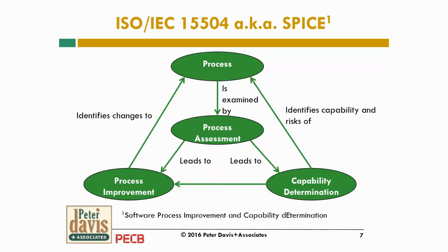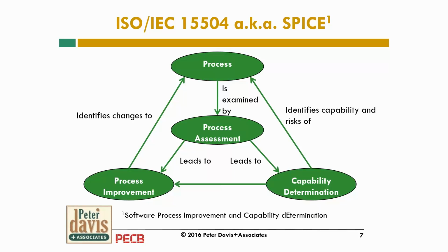And then that identifies the capabilities and risks associated with each one of the processes. So if we don't have a capable process, then we're at risk of not meeting the purpose of the process. If we don't meet the purpose of the process, then we risk not meeting the objectives of the organization. The process assessment, one of the reasons we do it is because it leads to a process improvement.